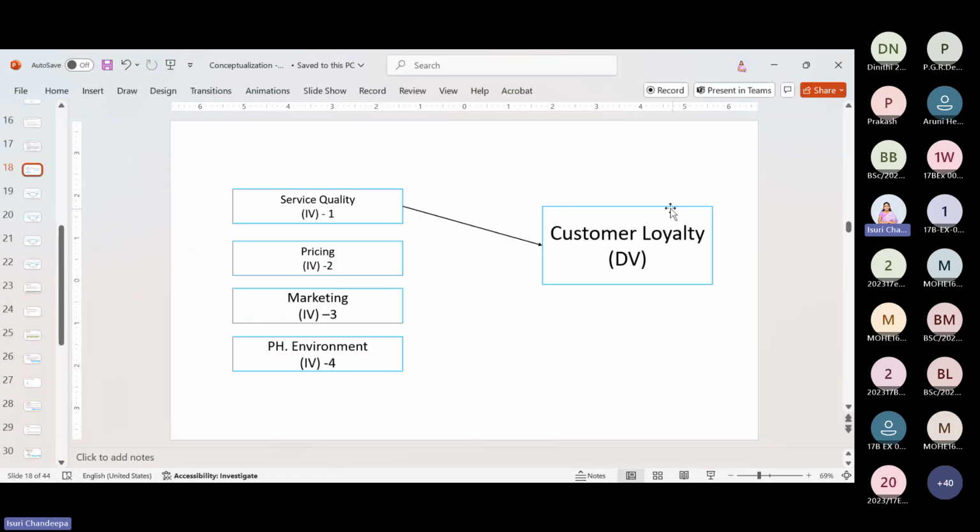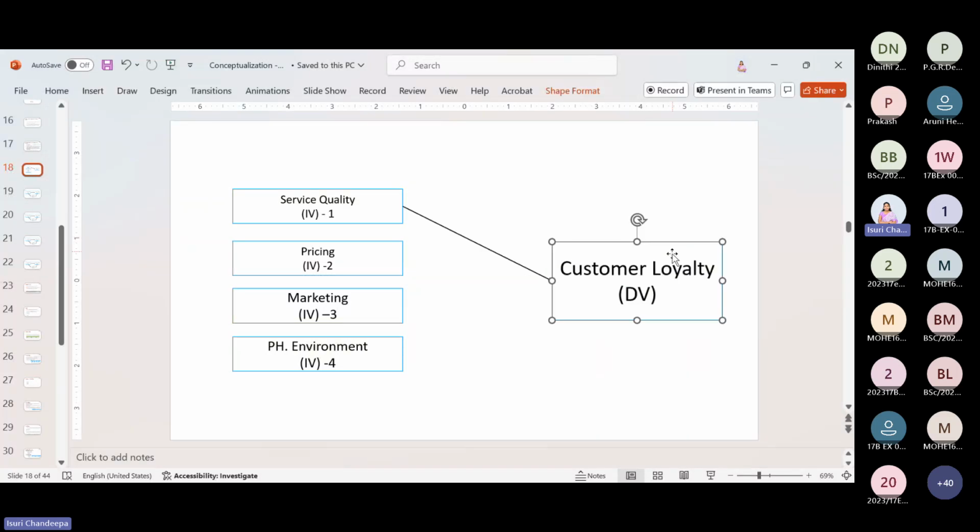So that is a must. Then you place the dependent variable also. What is our dependent variable? Customer loyalty, right? Definitely you need to include those things within the boxes. So the dependent variable is on the right hand side, customer loyalty. You don't need to name those things as DV and IV. I include it for information purposes, so it becomes clear at first glance. But in the practical context, you don't need to include the IV and the DV.